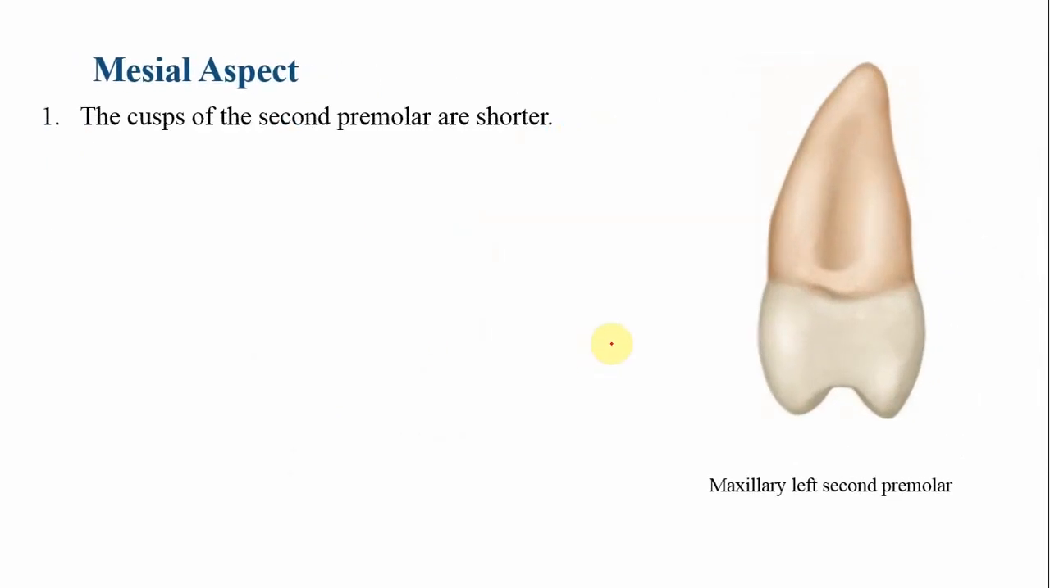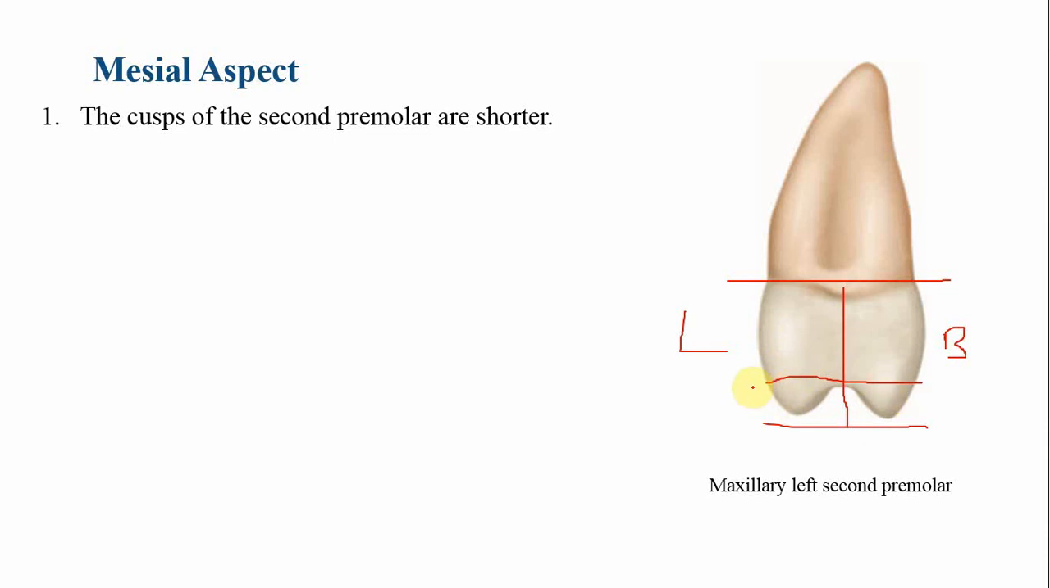From the mesial aspect, this is the mesial. So this is the buccal and this is the lingual. This is the buccal cusp and this is the lingual cusp. The cusps in general of the maxillary second premolar are shorter. This means the slopes of the cusp. In general, the cervico-occlusal length of the crown of the second premolar is, in most cases, similar to the length of the maxillary first premolar. However, the slopes of the cusp are shorter.